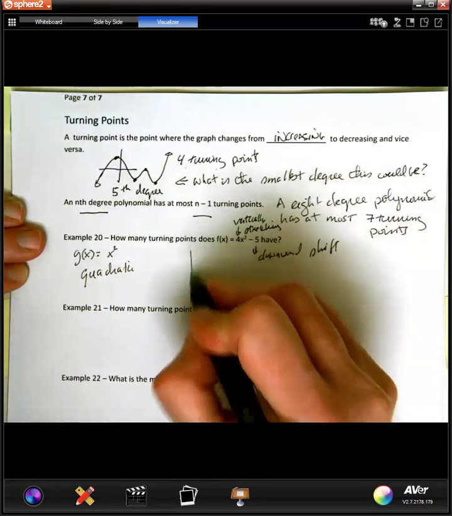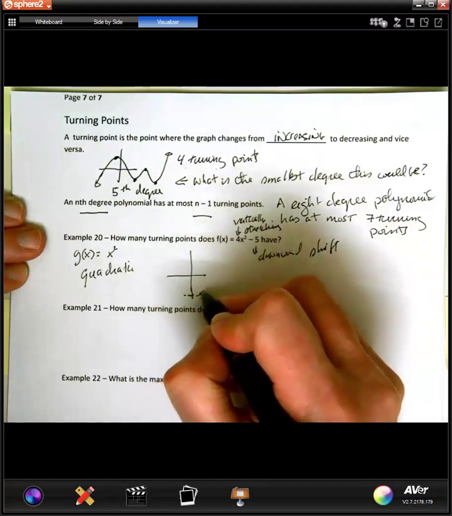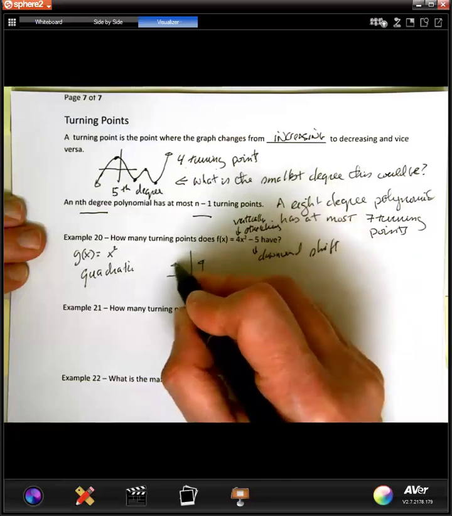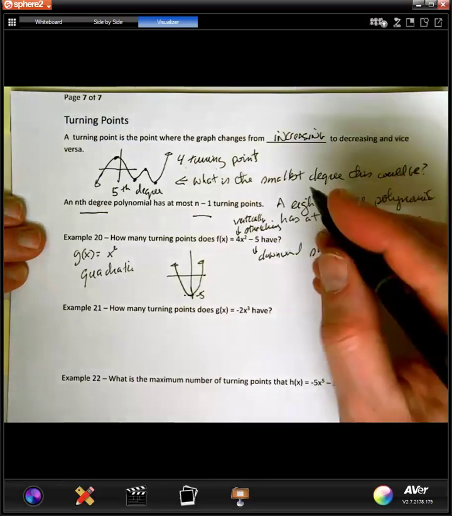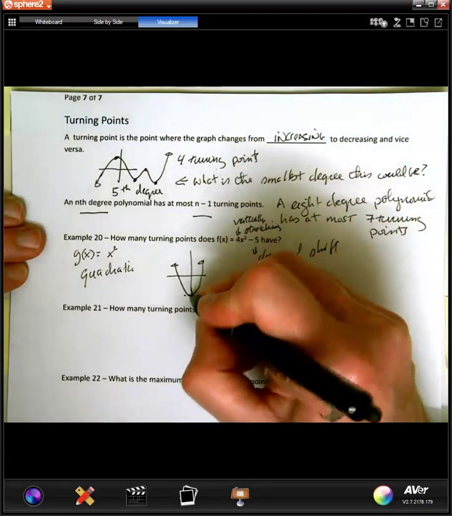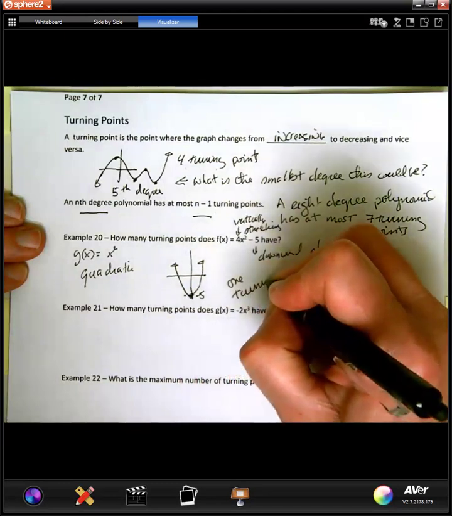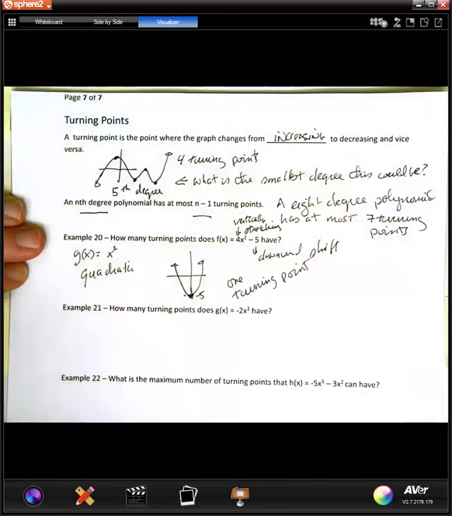So even though it looks like this, something like that, again, it's been moved down, shifted 5 units. I can see that it has 1 turning point. Okay, so this one has 1 turning point, it's quadratic.